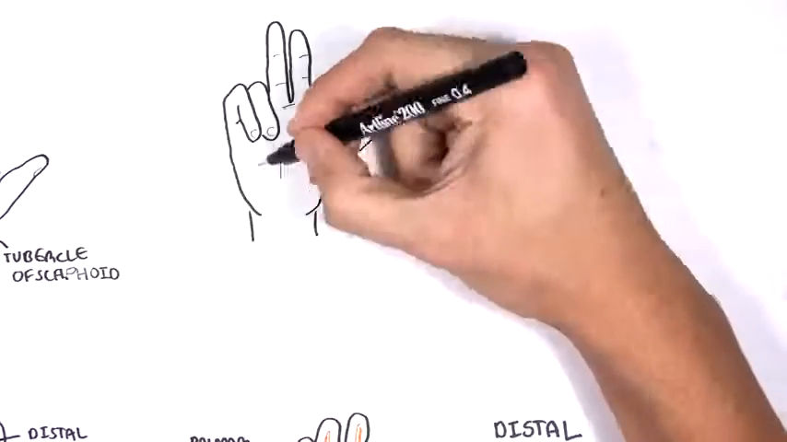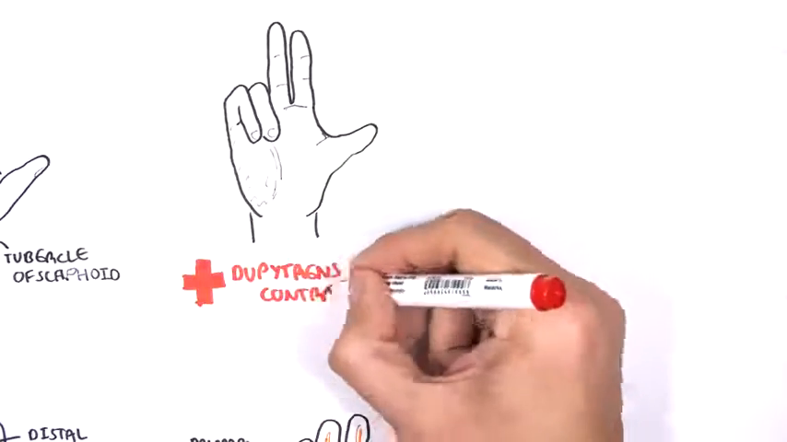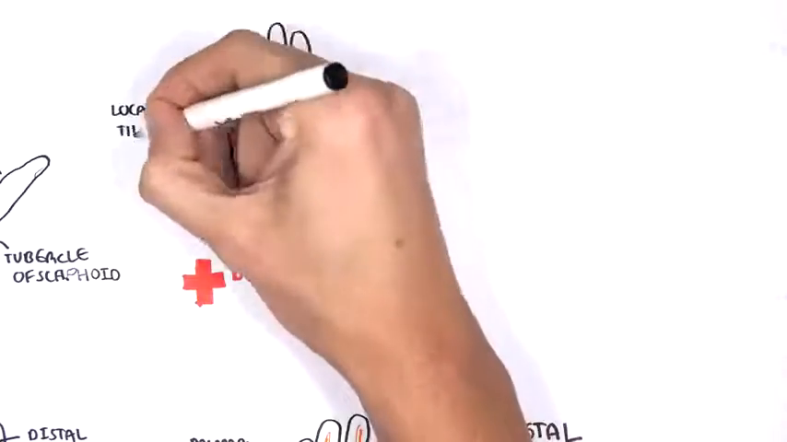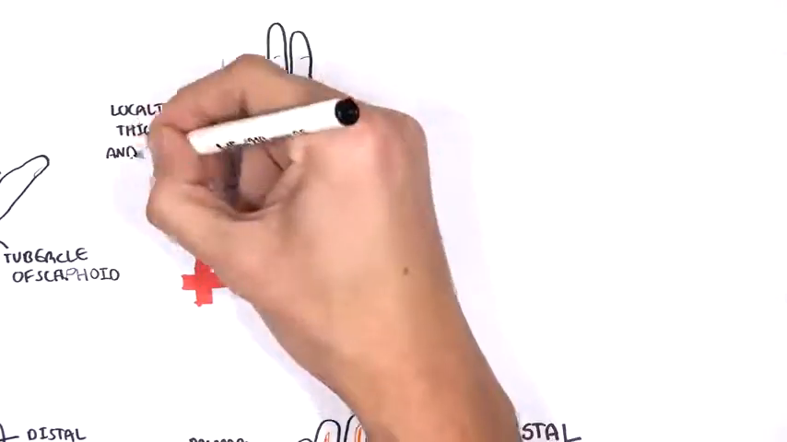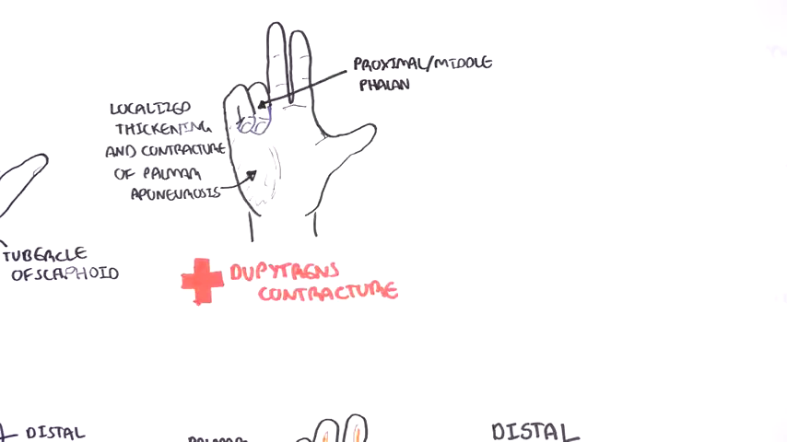Another clinical relevance is Dupuytren's contracture, which is localized thickening and contracture of the palmar aponeurosis. It causes the proximal and middle phalanges to flex. The distal phalanx is unaffected.